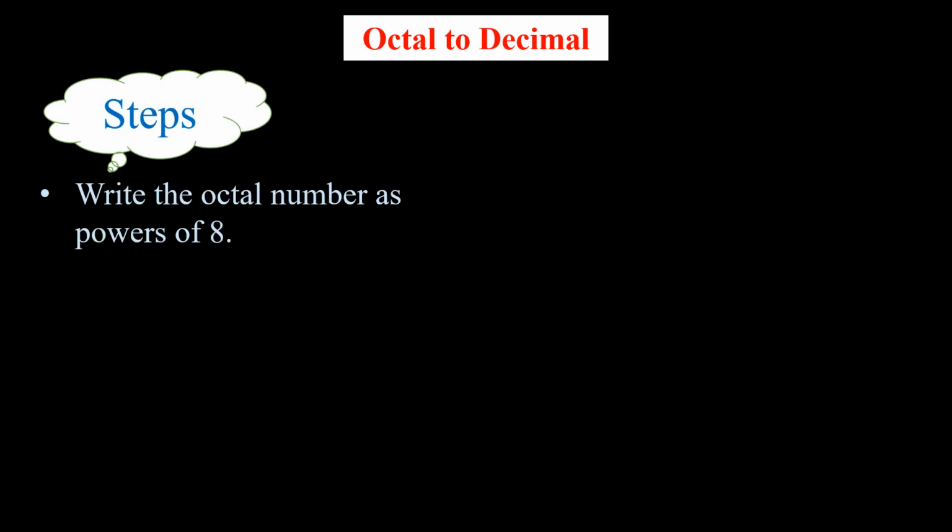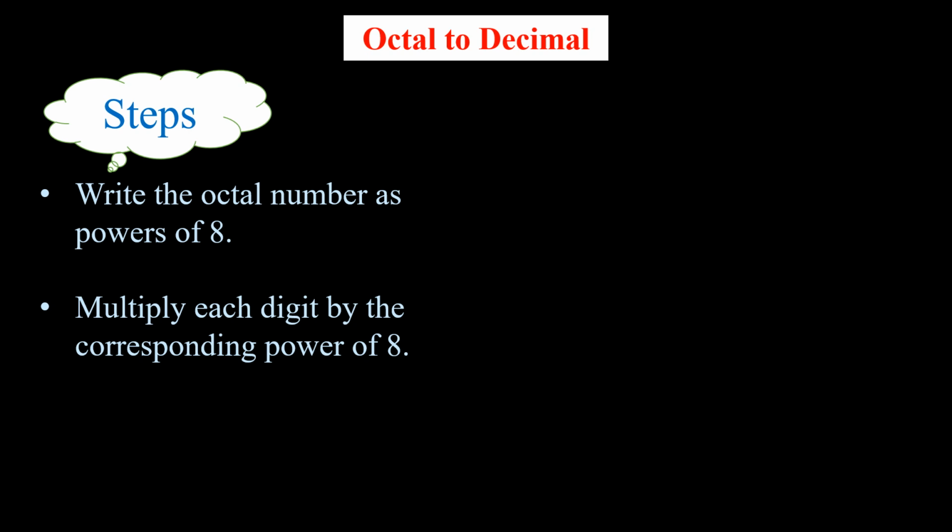And now let us learn how to convert an octal number to a decimal number. It is super easy. So, to convert an octal number to decimal, write each digit as a power of 8, starting from 8 to the power of 0 for the rightmost digit. Multiply each digit by its power of 8 and add the results.